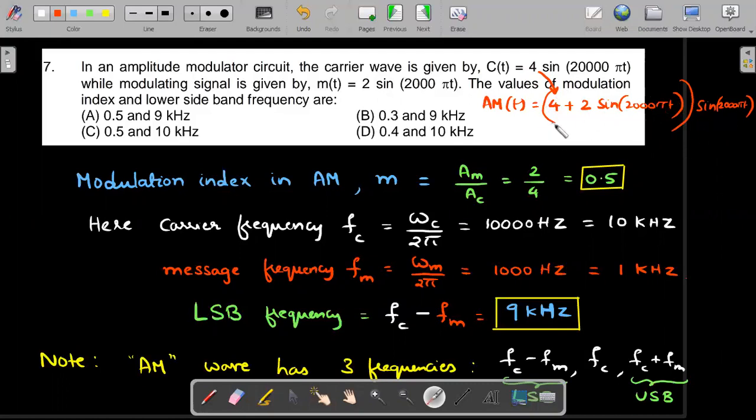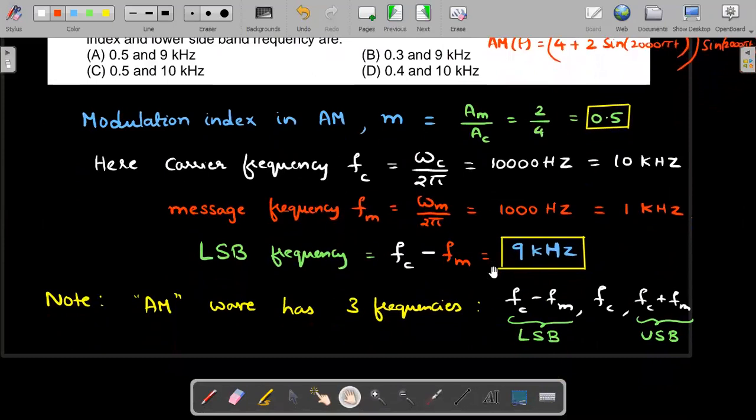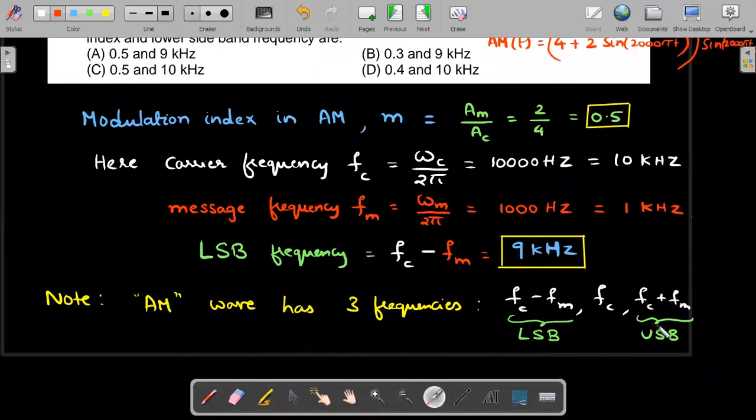So this is a 3 frequency function. Since this is FM, the modulating signal or message signal, and this is FC, there will always be 3 frequencies associated with this. The first product gives you FC, and the second product gives you FC plus FM and FC minus FM. Always remember, these are also asked in other exams: the AM wave always has 3 frequencies, which are FC minus FM, called the lower sideband, FC, the middle one, and the upper sideband USB, FC plus FM.